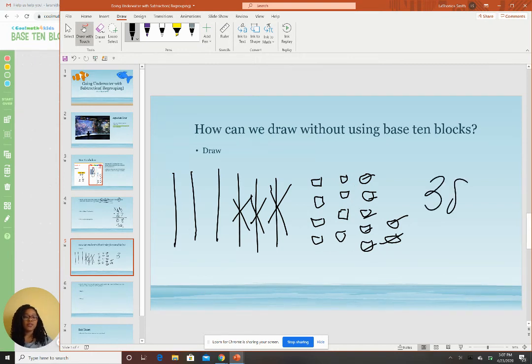Okay, so you notice how we used the base 10 blocks, but we didn't have a physical manipulative and we didn't use the online website, so we just had to draw them, okay?